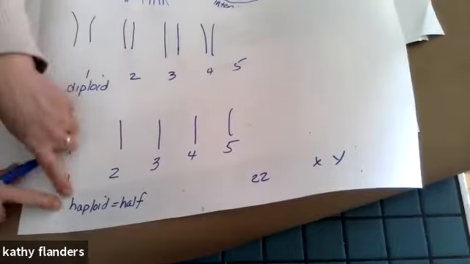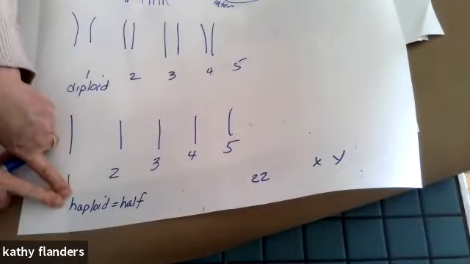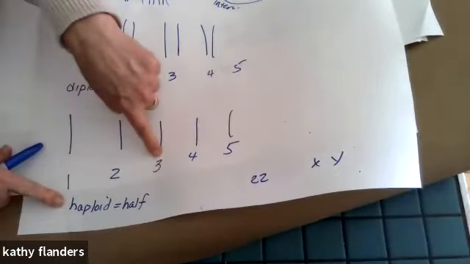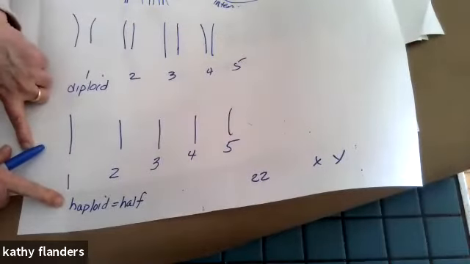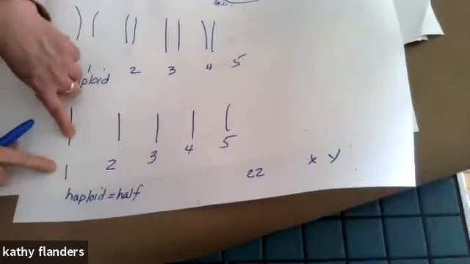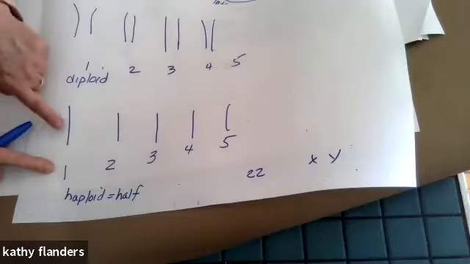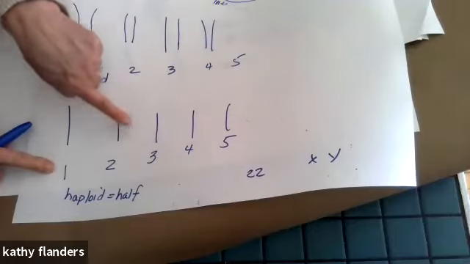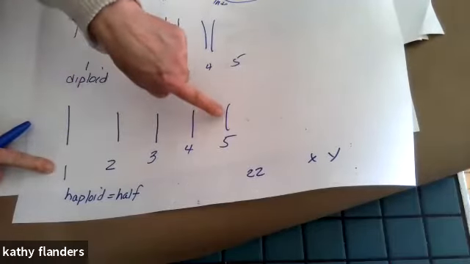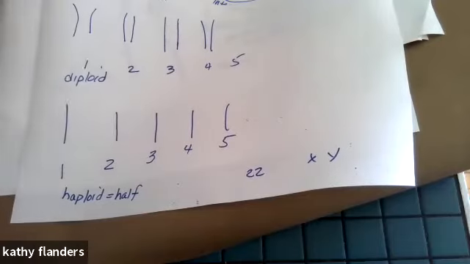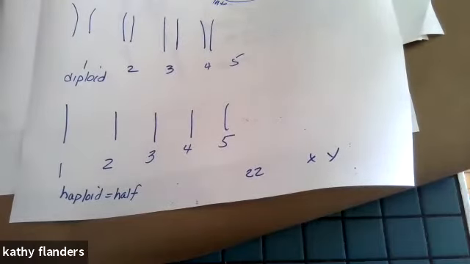But what I want to point out, and what I think people get messed up with, is this haploid set of chromosomes is still a complete set of chromosomes. Haploid means that from 1 up to 23, we've got a chromosome for each 1 through 23. They have different things on them.